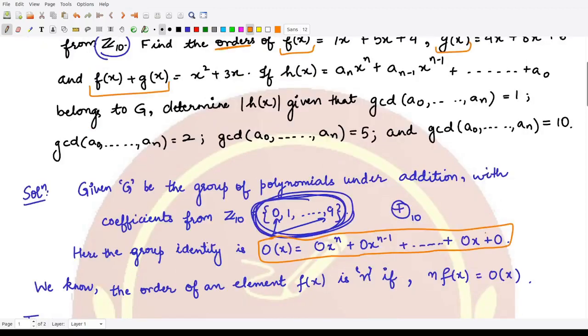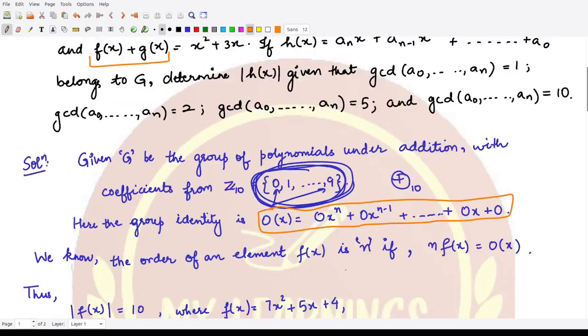So how can we calculate the order of an element which is a polynomial? Because we have addition, we need the smallest number of times we have to add fx to itself so that we obtain the 0 polynomial. You can write it this way: n into fx is equal to the 0 polynomial. So we have to find what this n is in each of the following cases.